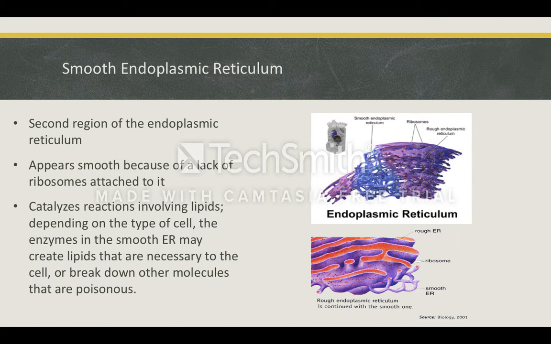The second region of the endoplasmic reticulum is the smooth ER, which appears smooth because of a lack of ribosomes attached to it. The smooth ER catalyzes reactions involving lipids. Depending on the type of cell, the enzymes in the smooth ER may create lipids that are necessary to the cell or break down other molecules that are poisonous.